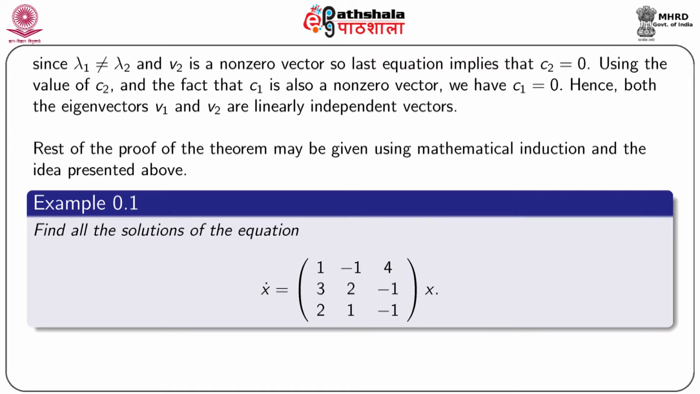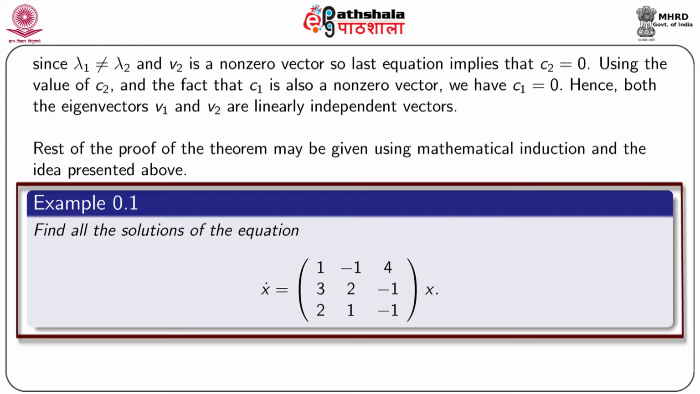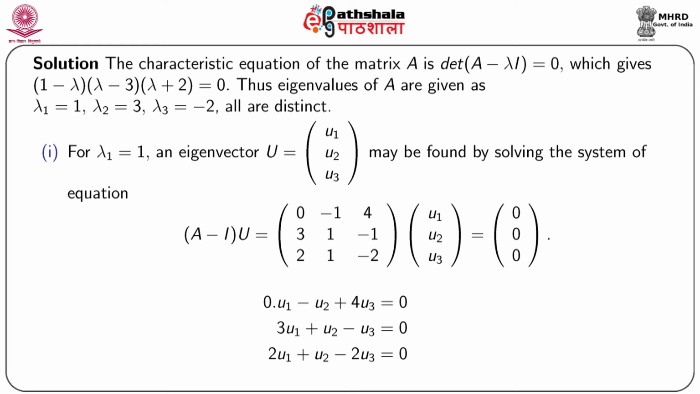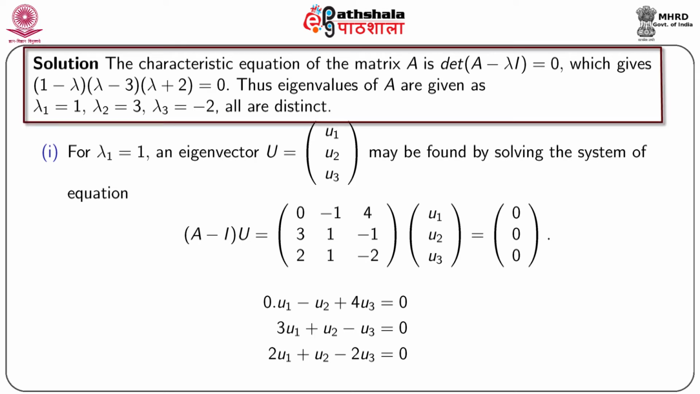We now look into the example where you have to find the solution of the equation x dot, which is dx dt, is equal to Ax, where A is the matrix 1 minus 1 4, 3 2 minus 1 and 2 1 minus 1. The very first thing you do is to find the characteristic equation of the matrix, which is defined by determinant of A minus lambda I is equal to 0, where I is the unit matrix 1 0 0, 0 1 0 and 0 0 1.